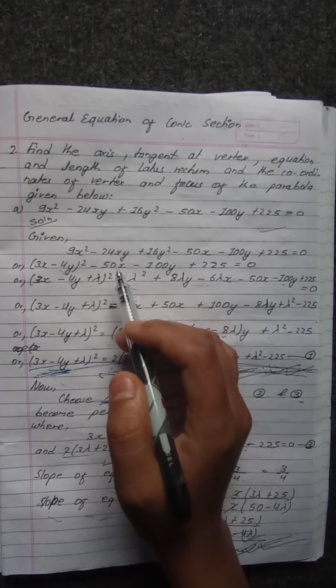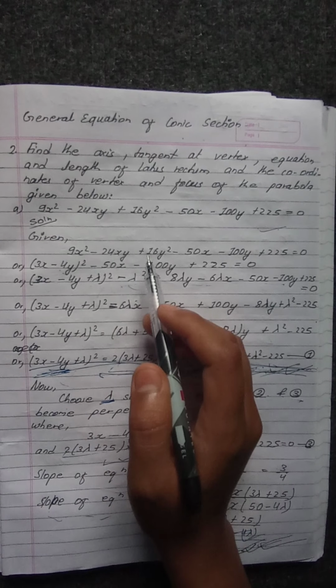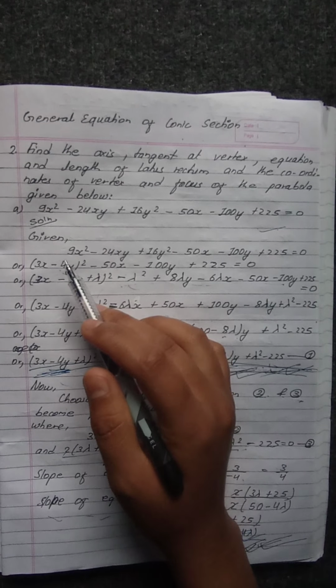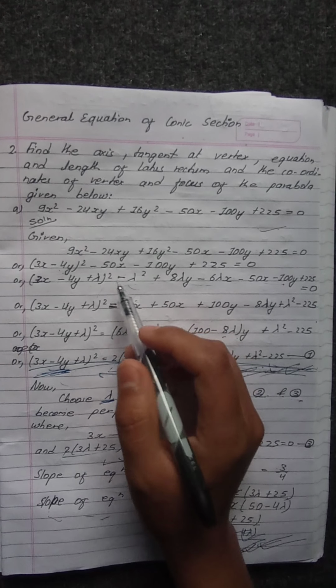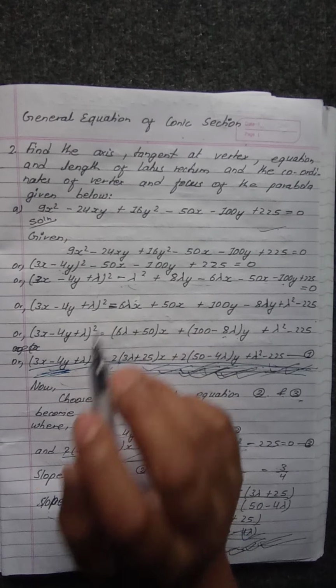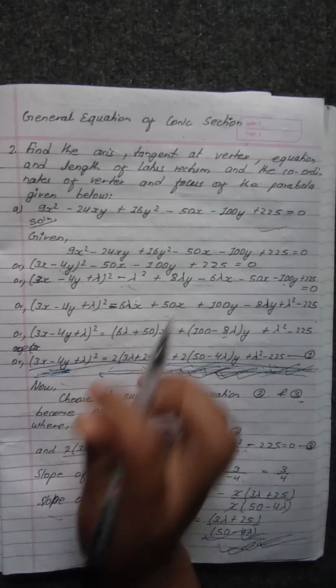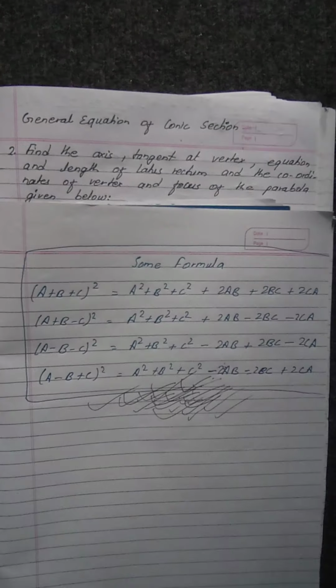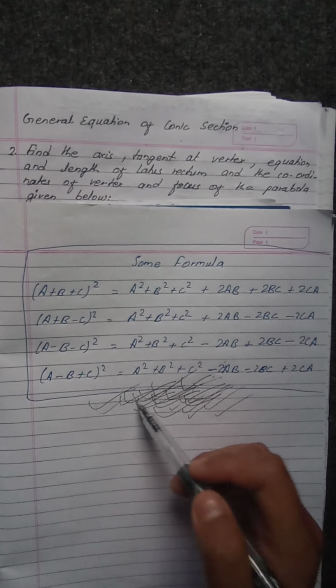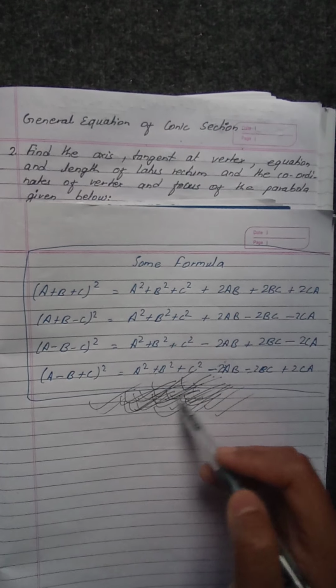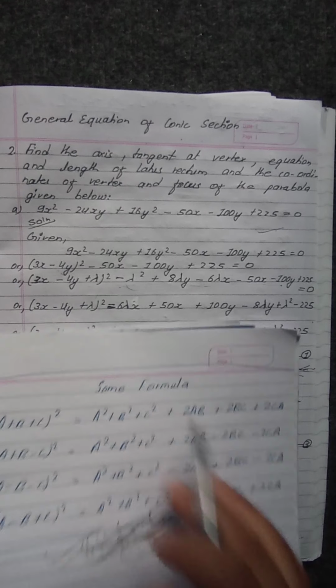We further simplify this equation and modify it into a complete square. Then we introduce lambda over here. Here I have directly used the formula which I am going to show you. These are the formulas which I have used here. One of the formulas I have used over here, you can see.